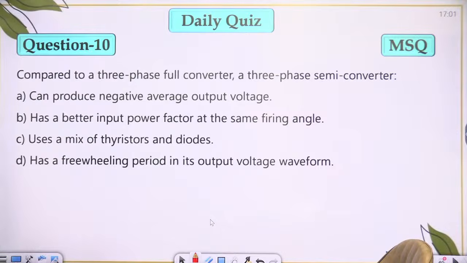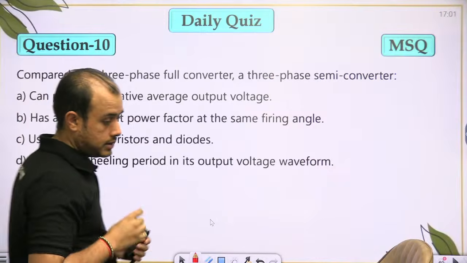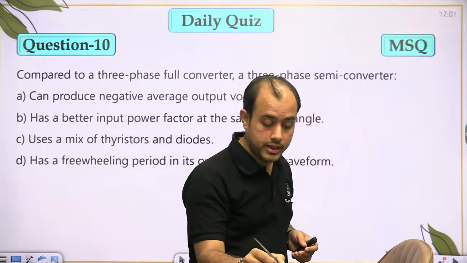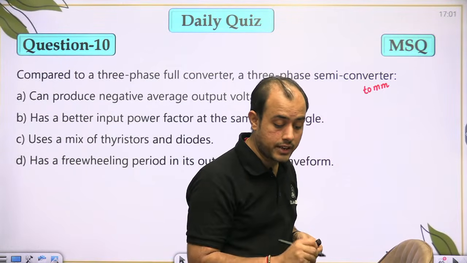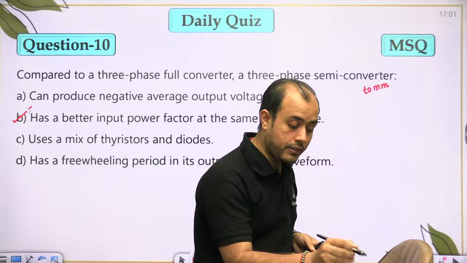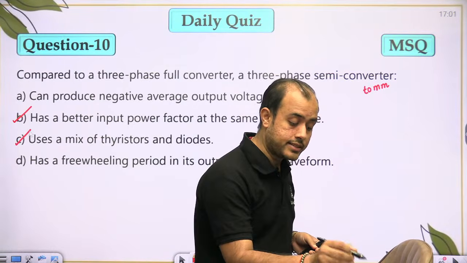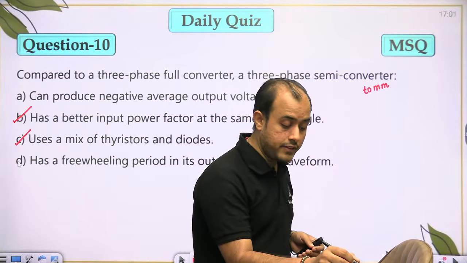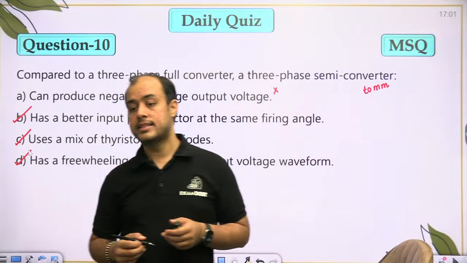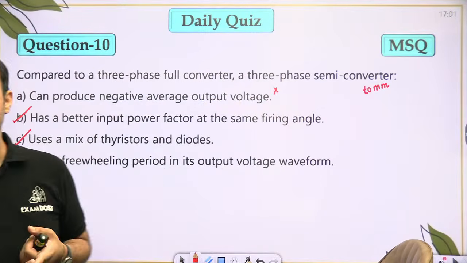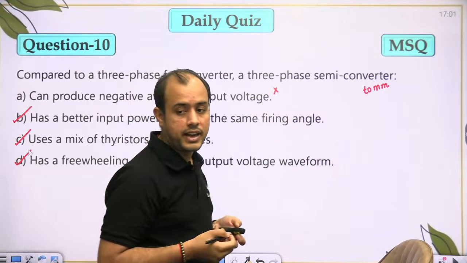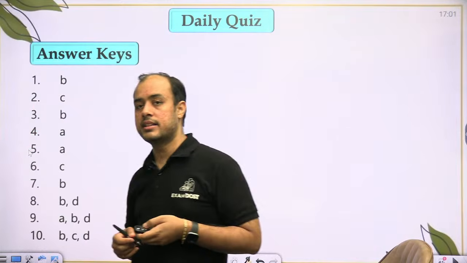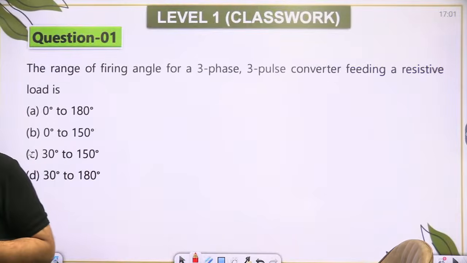चलिए, कंपेयर टू अ थ्री फेज फुल कन्वर्टर, अ थ्री फेज सेमी कन्वर्टर. देखो ये वाला आप लोग कल कर पाओगे, but semi converter cannot produce negative output. No, it has better power factor. Yes, it uses thyristor and diode. Yes, it has a freewheeling period. Yes, it is a semi converter, तो freewheeling action भी होगा, power factor भी बेहतर होगा, और semi है इसका मतलब all devices cannot be controlled. Some are thyristor, some are diodes.